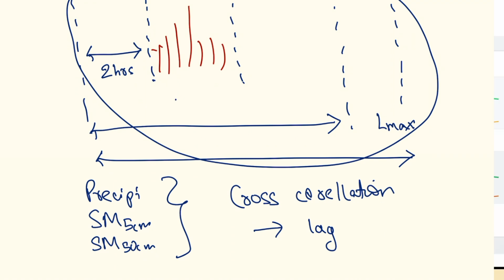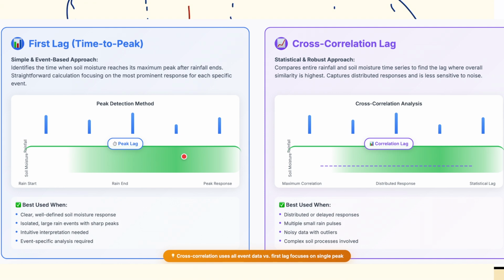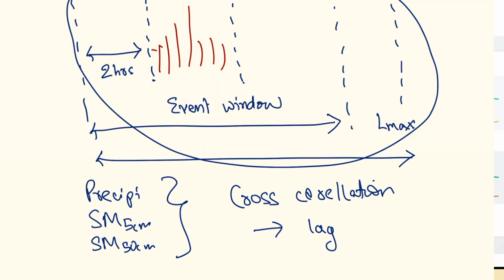This is what we call the event window or analysis window. This is the rainfall event window, and this is the analysis window, which is an extension based on the criteria that we discussed. Cross correlation lag is useful when the soil moisture response is not a sharp single peak but rather a distributed or delayed response. We use the cross correlation to get a robust estimate of the delay between the rainfall and the soil moisture response at 50 centimeter and at 5 centimeter, and that will give us the infiltration rate.